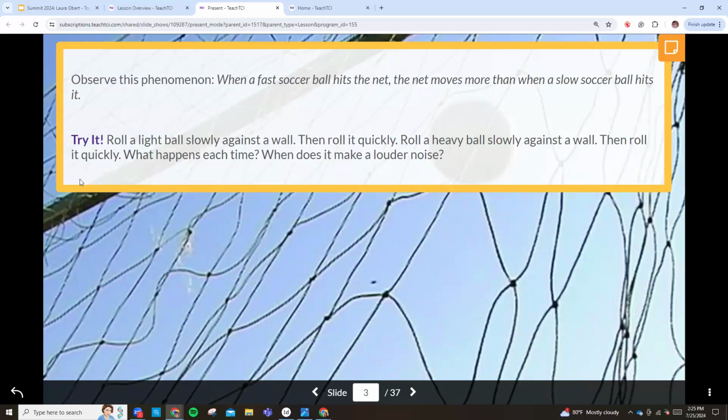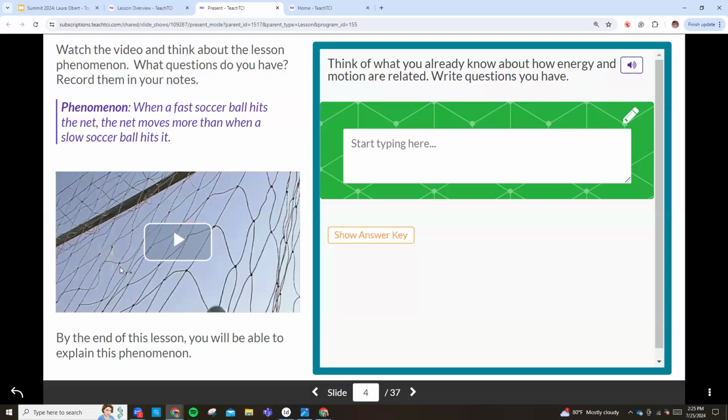So the students are comparing and seeing, what does that force and motion look like? What does that energy transfer look like between a lighter ball and a heavier ball, and the speed in which I'm rolling that into the wall? And so then we give your students an opportunity to visualize it.